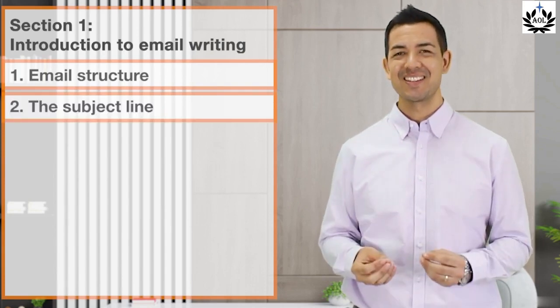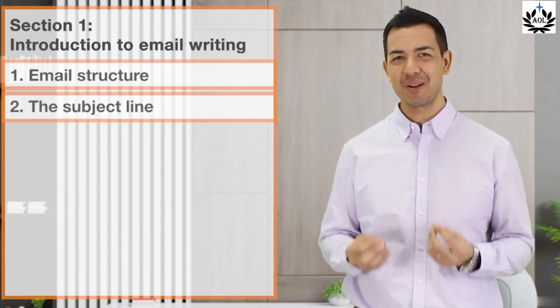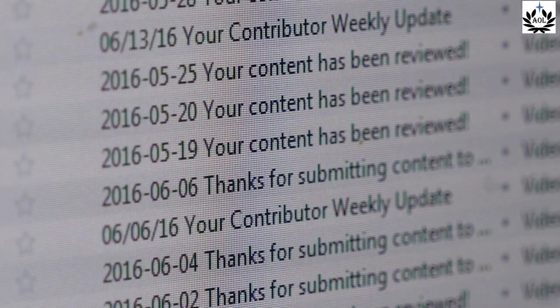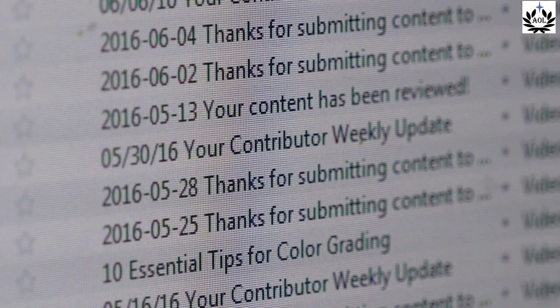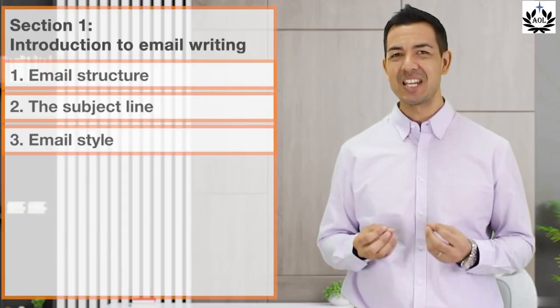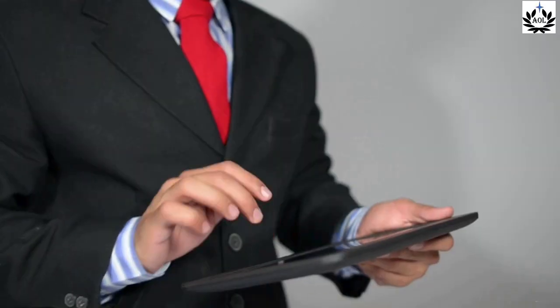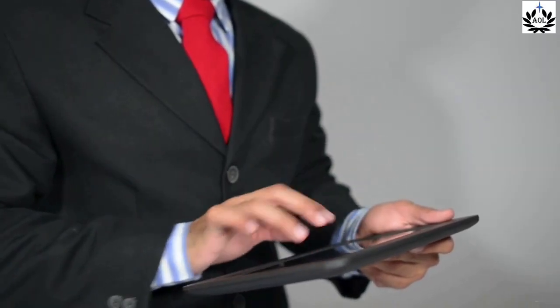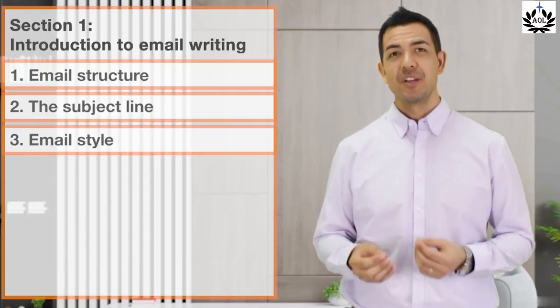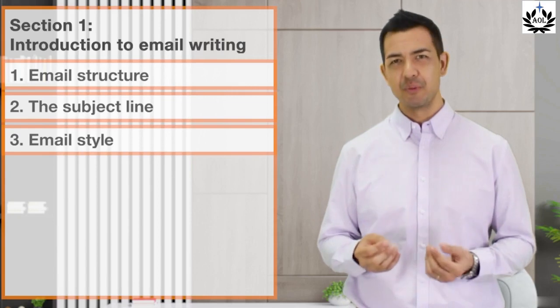Our second lesson is about the importance of subject lines in professional emails and how a well-written subject line can be the difference between an email being opened or being ignored. Lesson 3 covers email style. Now here you're going to learn how to use professional language and adapt to your level of formality depending on your reader. At times, you may need to communicate in a less formal style.